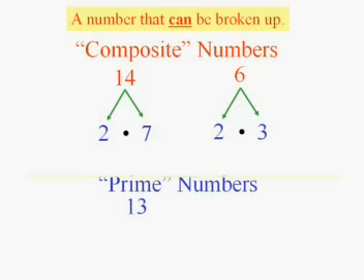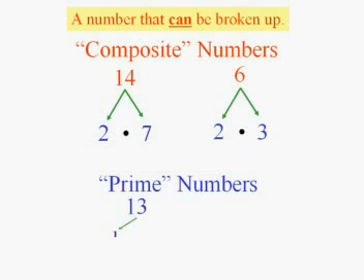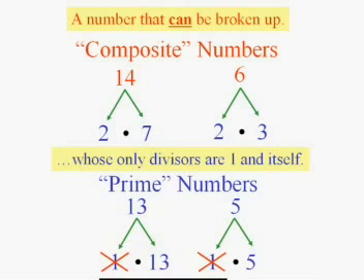Now 13, you can't break up 13. We're not including 1 now. Its only factors are 13 and 1. We don't include 1, so it's prime. It can't be broken up. 5 is a prime number. And we're talking about multiplication. It can't be broken up. So we don't include 1 in our factors. So composite numbers can be broken up and prime numbers cannot.